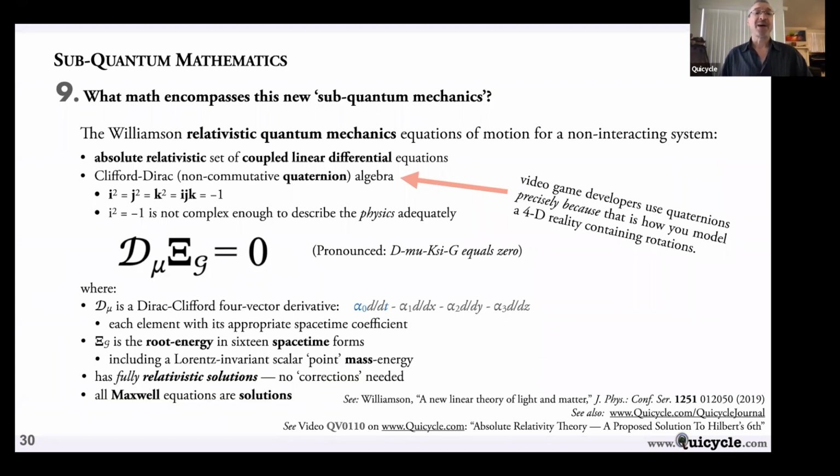The interesting thing about this is that it has fully relativistic solutions. So no solution of this is going to require a relativistic correction to be added, which is a very powerful idea. In addition, all of Maxwell's equations are solutions to this equation, as they would have to be. At the bottom of the page, I've listed a few sources of John's work on this topic, as well as there are others on Quicycle, as well as in the Quicycle journal. So I encourage you to take a look at that.